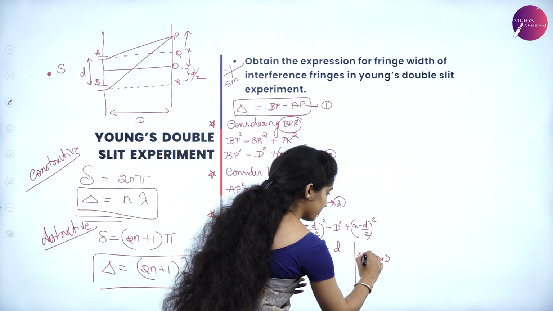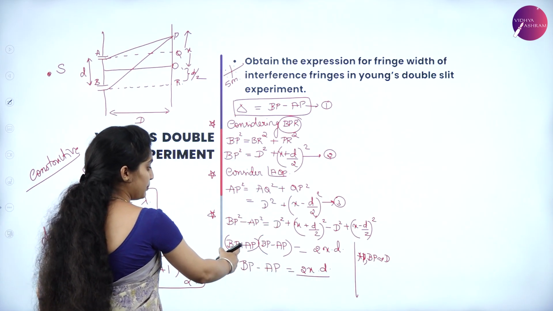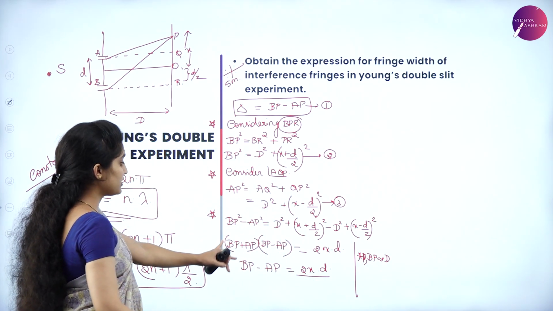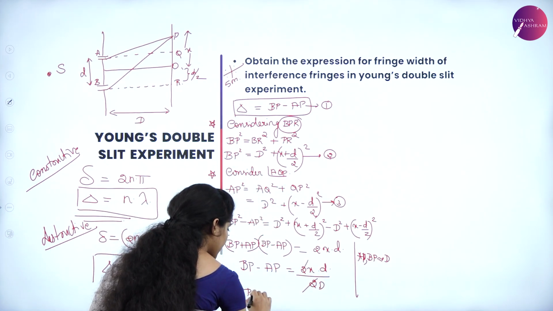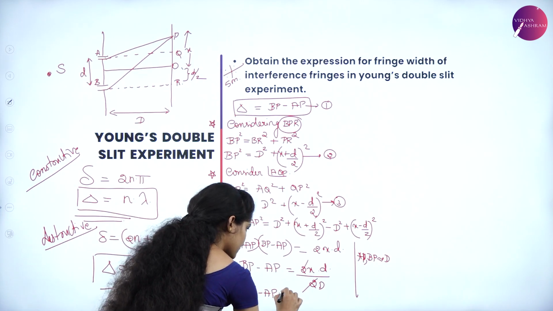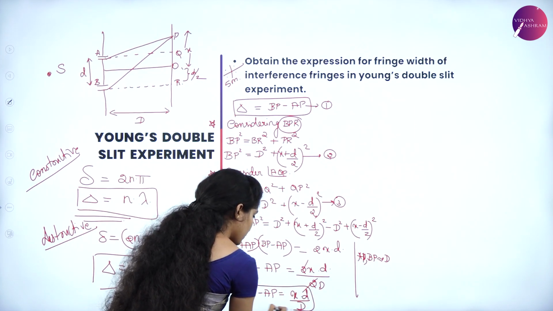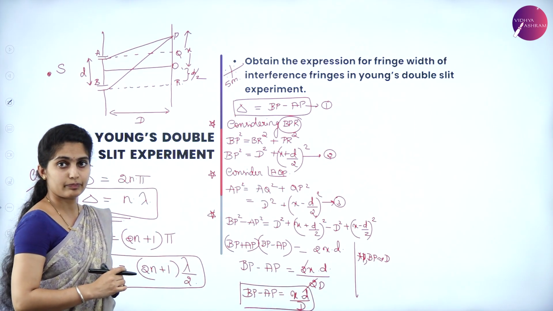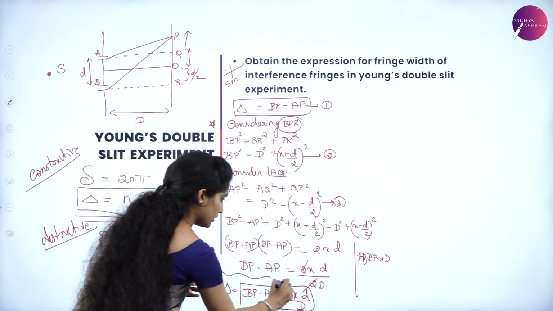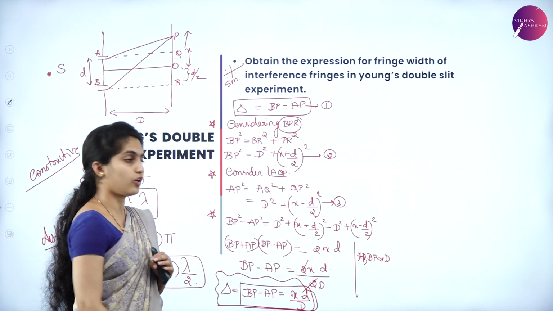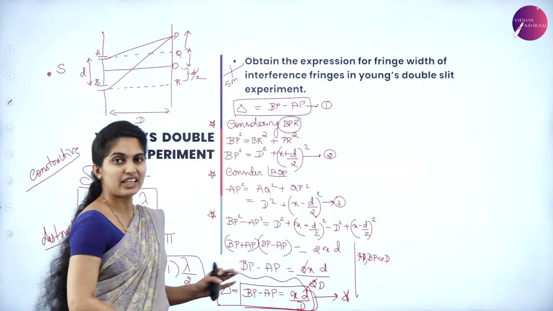we can consider this divided by BP + AP, which is approximately equal to D + D, that becomes 2D. So the 2 gets cancelled, and what we remain with is BP − AP equal to x into d by D. This is the equation for the path difference. So path difference delta is equal to xd by D. Let me consider this as equation star. This is the main equation.